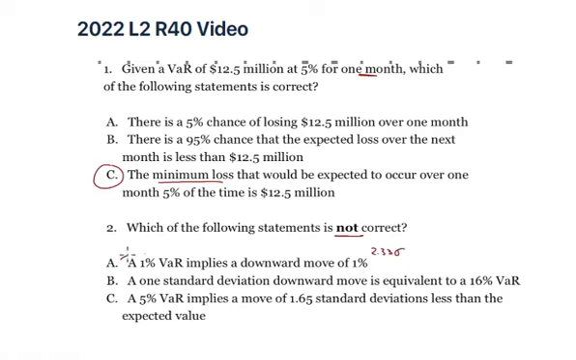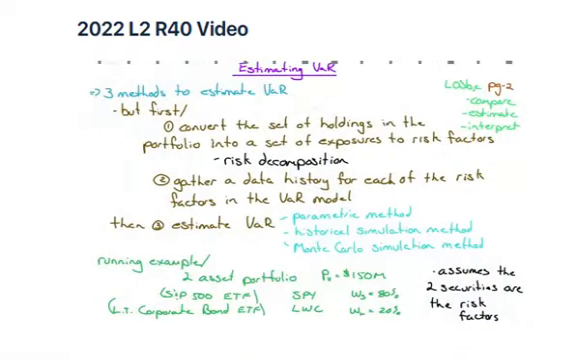A 1 standard deviation downward move is equivalent to a 16% VaR. Yes, we've already mentioned that on the first screen. A 5% VaR implies a move of 1.65 standard deviations less than the expected value. Yes, there we go. All right, we're going to do B and C at the same time here.